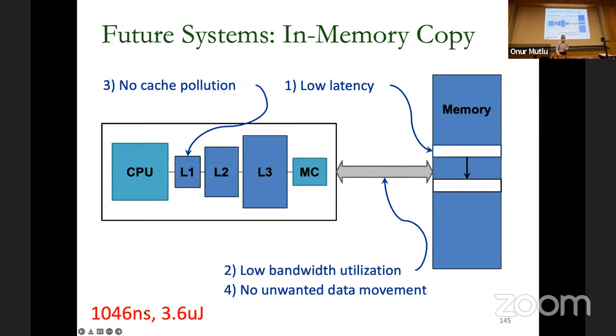So basically in DDR3 technology, but DDR4 and 5 are not that different actually. You can reduce it a little bit maybe, but a 4 kilobyte page copy takes about 1,000 nanoseconds and 3.6 microjoules, according to our calculations in 2013, in the RowClone paper that I will mention. So if you do it completely inside memory, in the best case that I will show you, you basically can reduce it to 90 nanoseconds and 0.04 microjoules. And again, the idea is very simple.